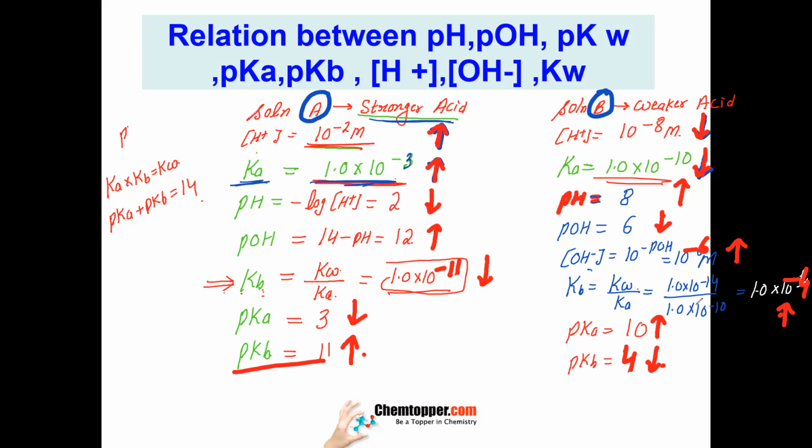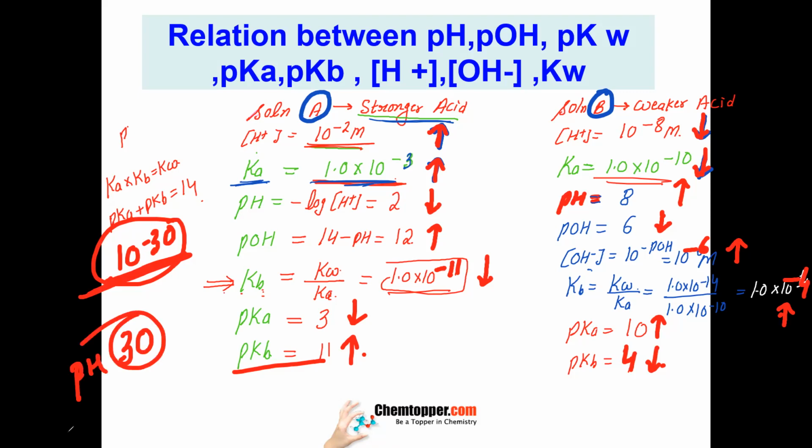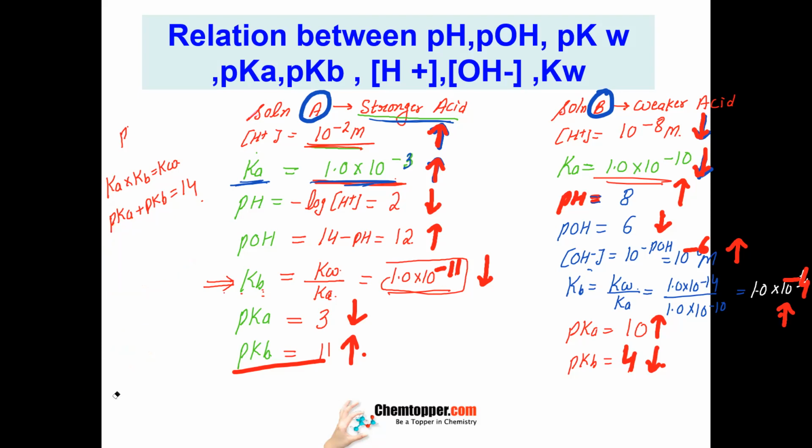So this mathematical example is just to make you understand that when you take a negative log of any number, the negative log value will be less. If I say 10 raised to power minus 30 and take negative log of this, the answer is 30. So when the concentrations are very low like this, then pH will be like this. So understand this relation. Last question again, last time I'm asking.